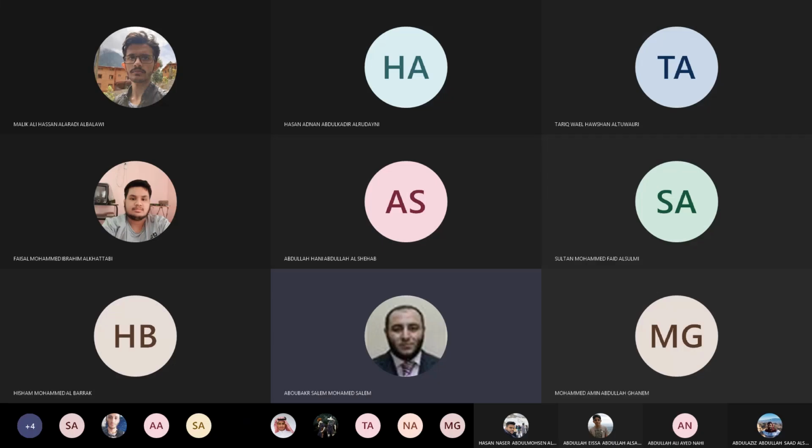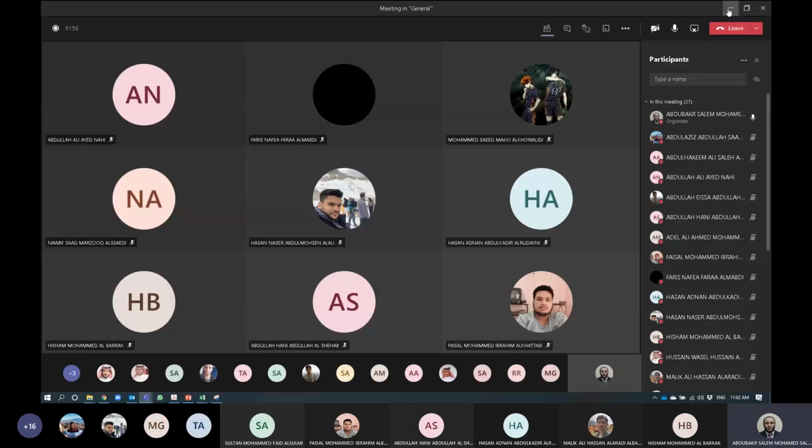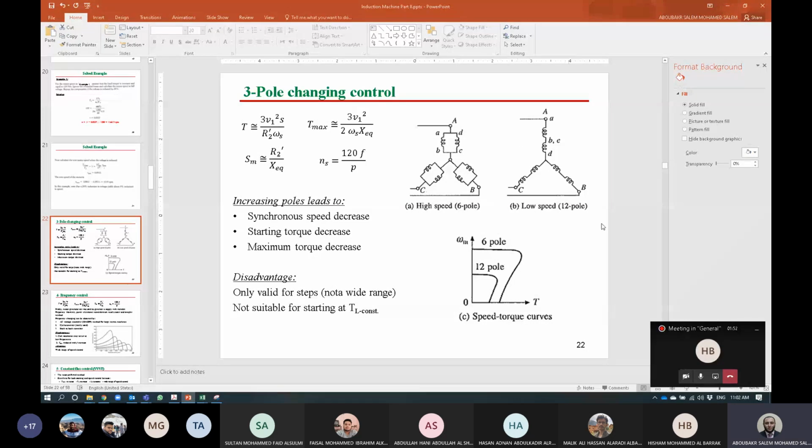يا شباب إن شاء الله we will continue our discussions on speed control of induction motor. The topic today is to cover the pole changing control. We didn't cover it last class. We said we will start it in this class by pole changing, and we will answer the questions.